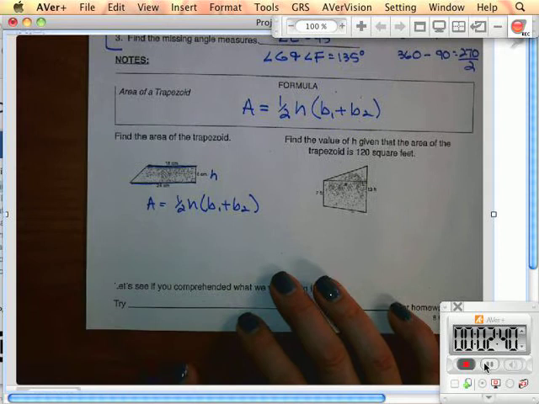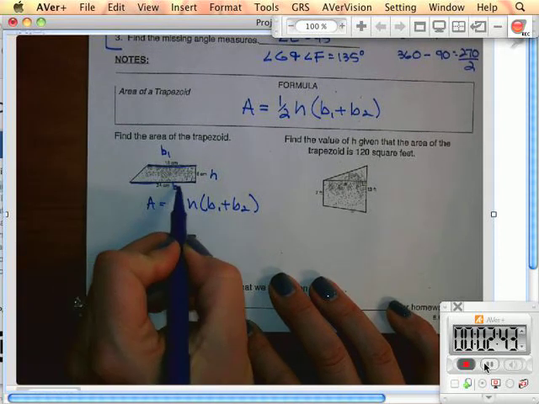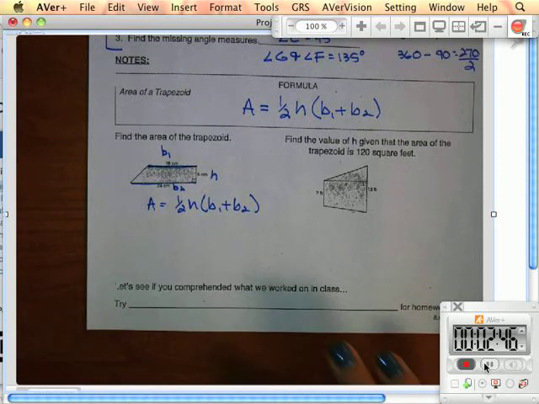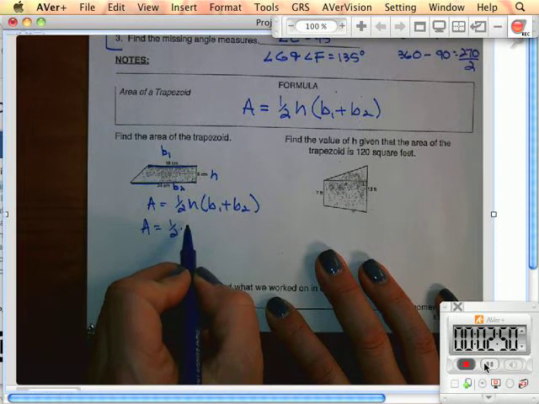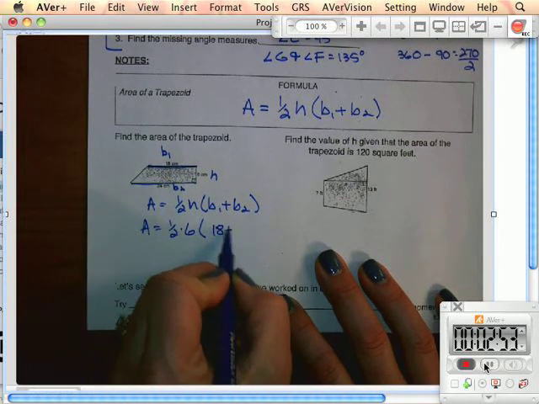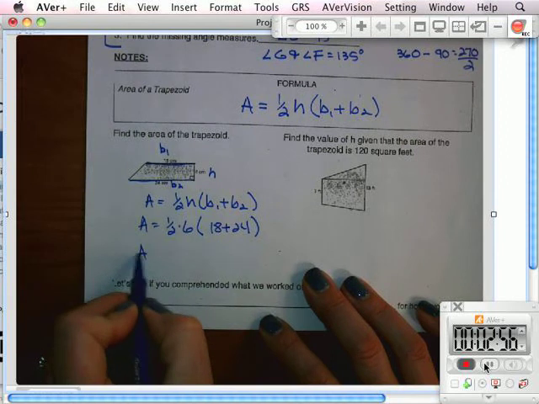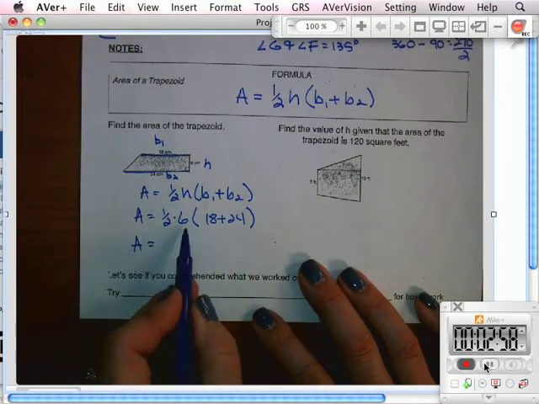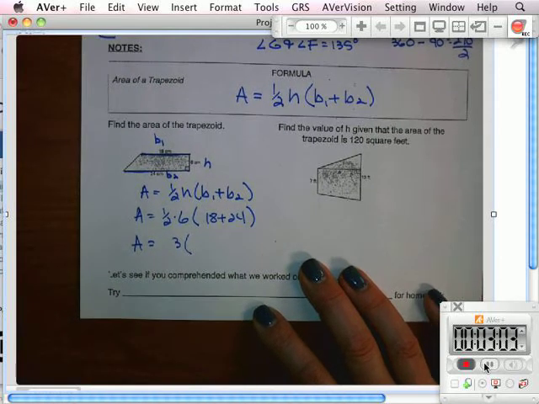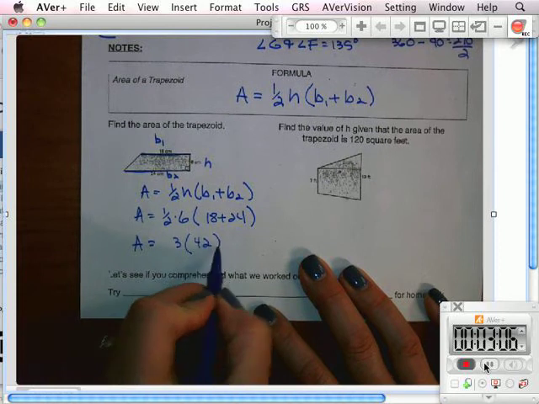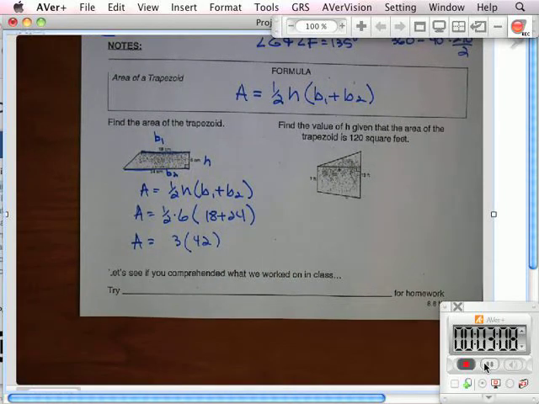It doesn't matter what you make B1 and B2. You can flip those. It doesn't really matter. I don't know the area. I know the height is 6, and it's 18 plus 24. So let's see how much of this we can do without a calculator. What's half of 6? Half of 6 is 3. 18 plus 24 is 42. You could probably do that without a calculator. Do you know how? You do 3 times 40, which is 120, and 3 times 2, which is 6, and add 120 and 6.